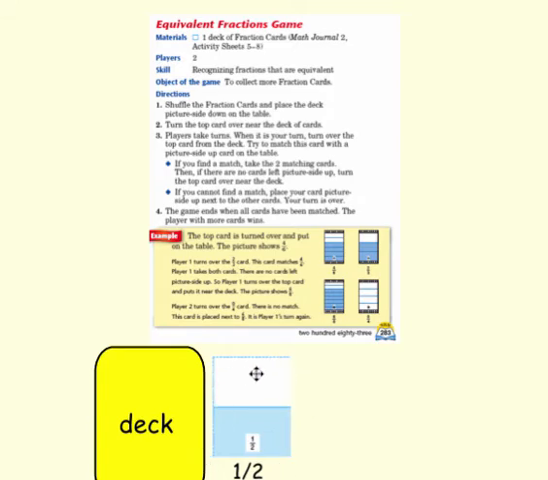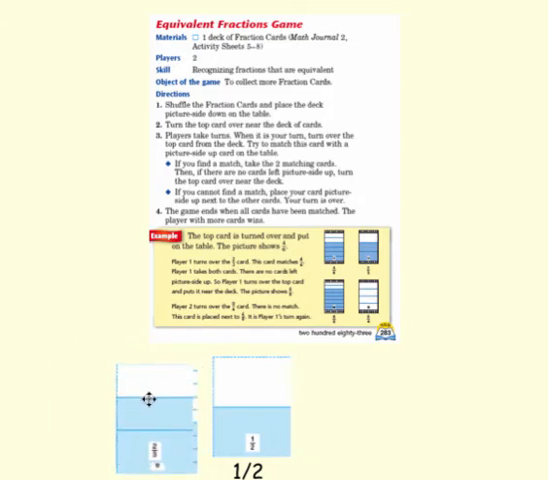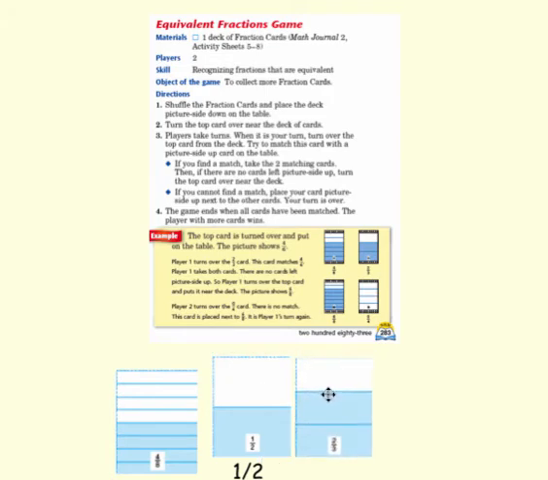When it's my turn, I want to draw from the deck of cards, and I want to draw a fraction, and I'm hoping that it's equal to 1/2. So let's see what I get. All right, the first fraction I've drawn is 2/3. I'm going to lay it right next to 1/2, and I want to make sure that I line up my cards so the bottoms are even. If I put it up here, I'm not really comparing the same amount of space. I want to put it right down here and make sure the bottoms are even.